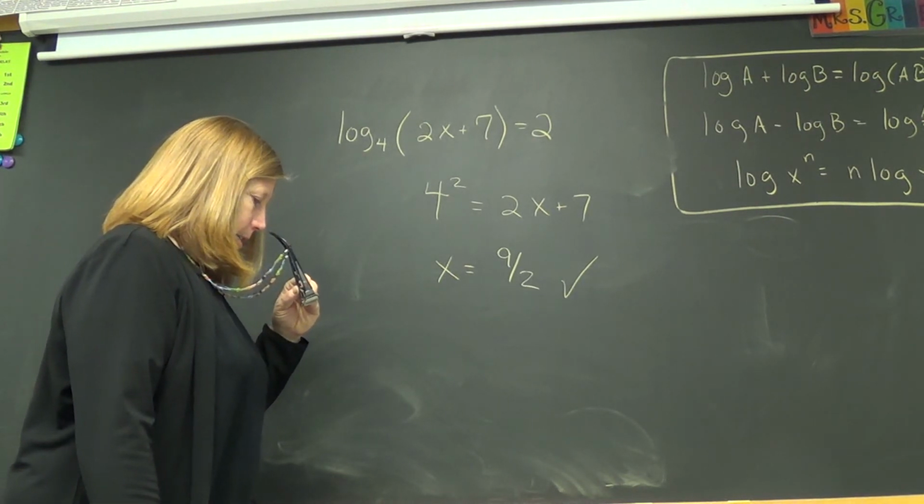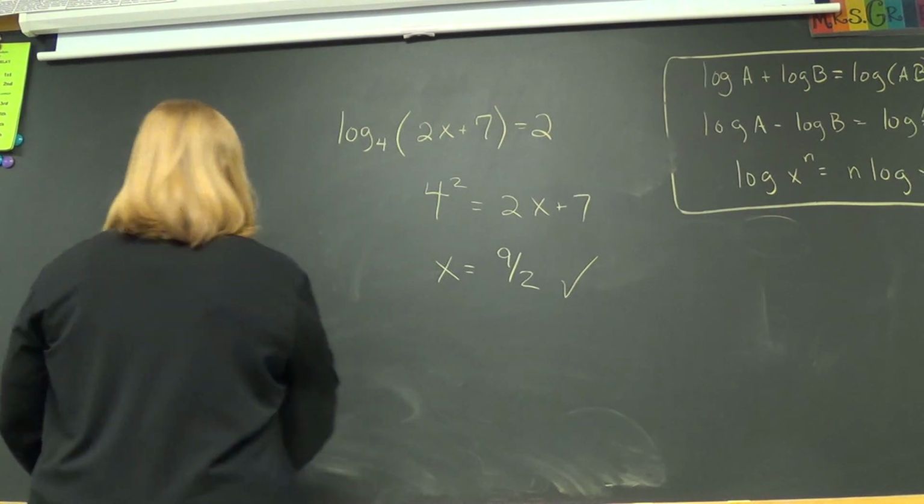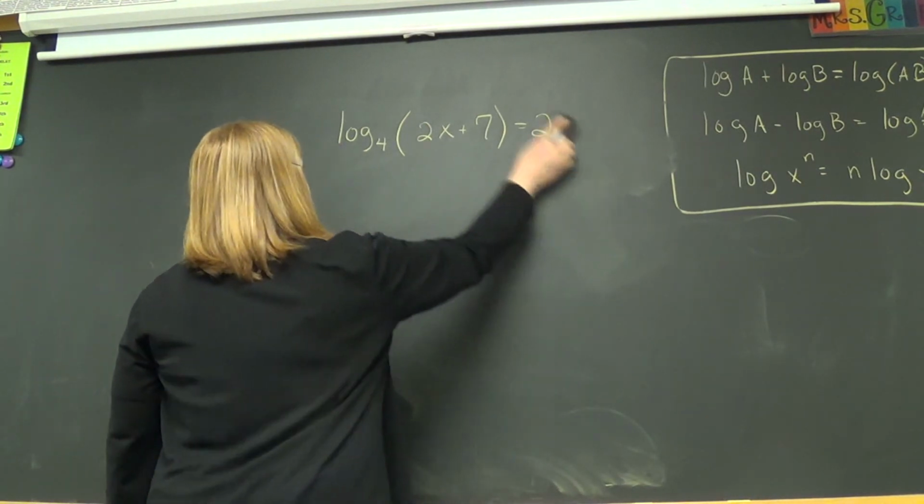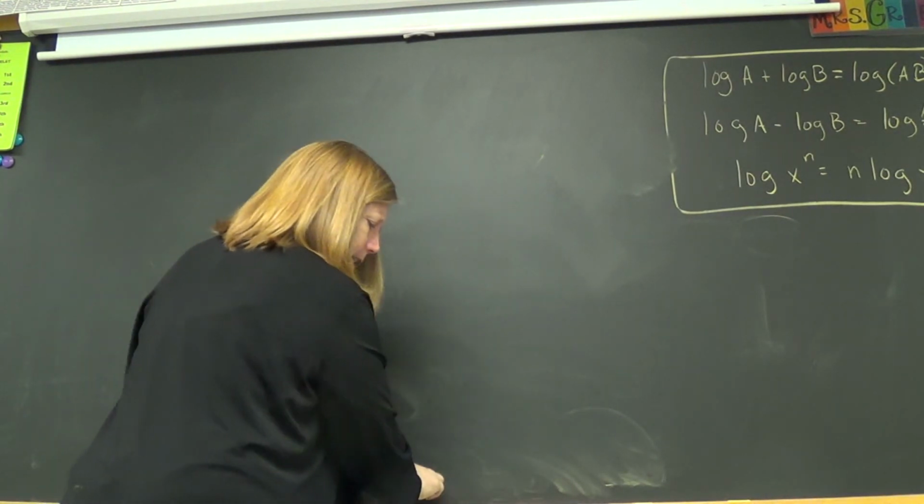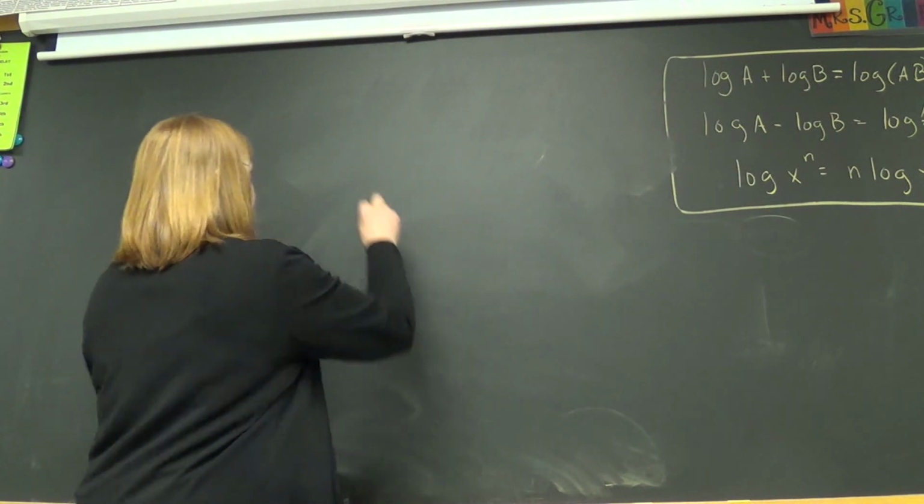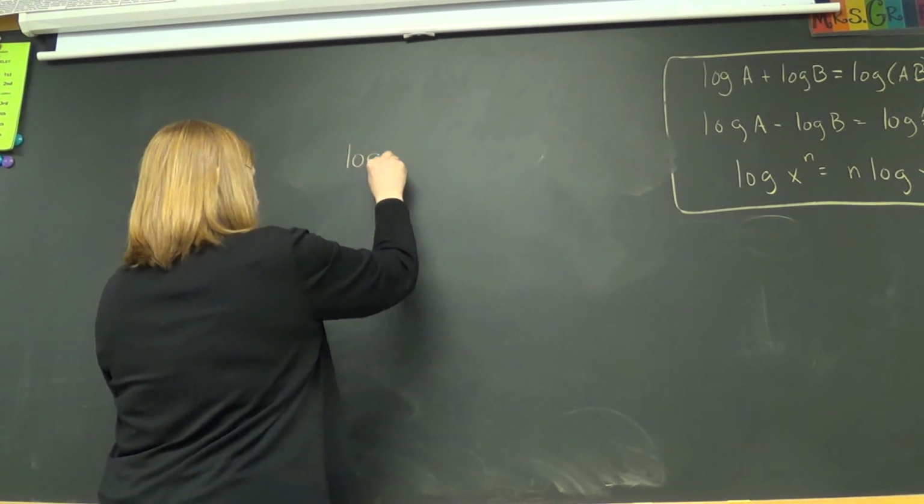Let's try one where there's logs on both sides. And we already did a couple of these on the green sheet, so we don't have to do much. Log to the base 4.